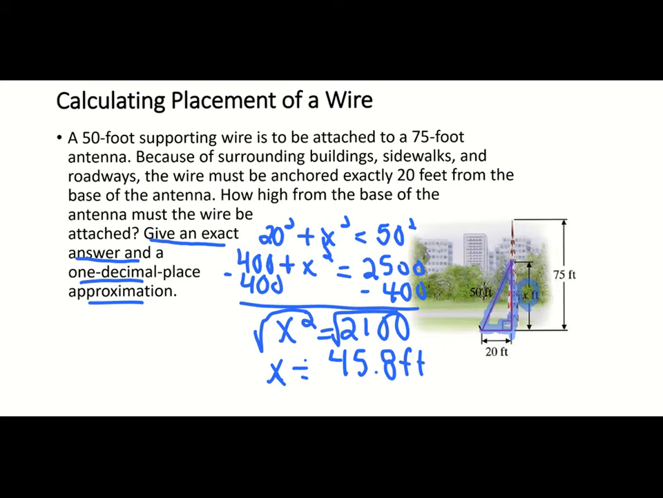And then an exact answer, 2,100 is nice because I know I can take 2,100 and divide it by 100. So I can break it down to the square root of 100 times the square root of 21. Square root of 100 is 10. So my answer for exact would be 10 square root 21.